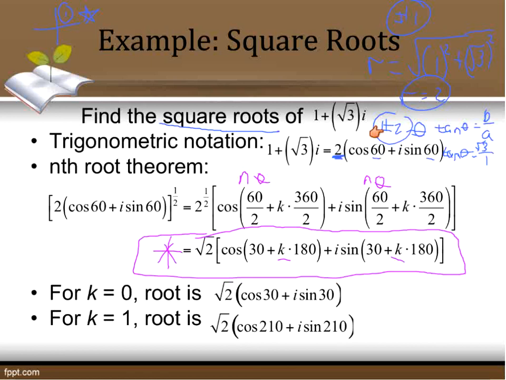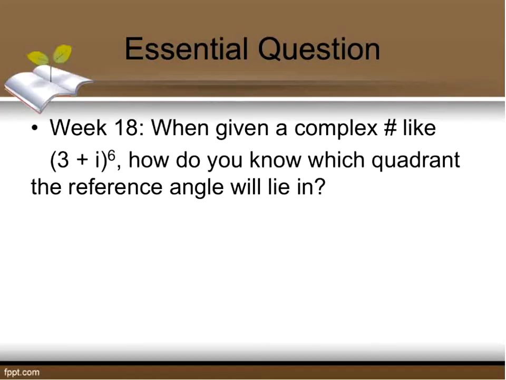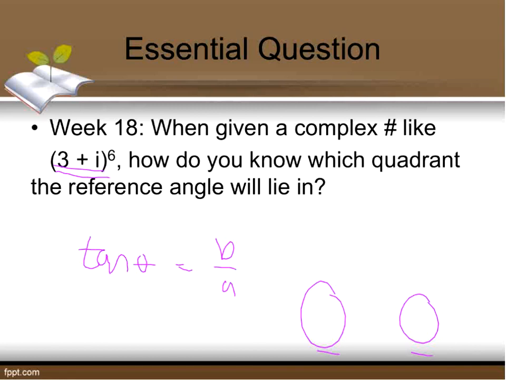We'll have one more study session together next Tuesday, but just a quick reminder of your essential question. When I give you a complex number like this, how do you know which quadrant the reference angle is going to lie in? Because by the time we do tangent theta equals b over a, you might have 2 answers. How do you know which one's the right answer? It's based on this. So I just want one sentence of you telling me how you know what quadrant it's in.